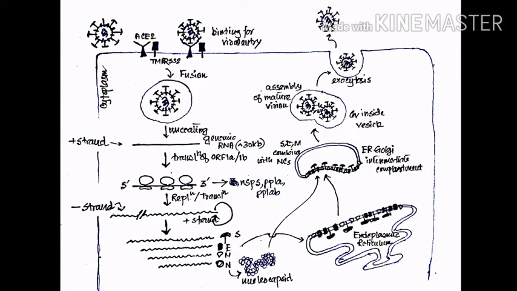Next, two things happen. One is the formation of the genomic plus strand RNA from the transcribed minus strand mRNA, and further transcription and translation of all the structural proteins necessary for the viral body formation, such as the spikes, envelope proteins, the membrane glycoproteins, and the nucleocapsid. Then the assembly takes place inside the endoplasmic reticulum.